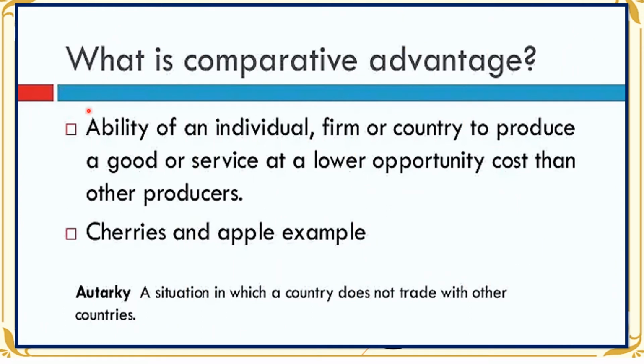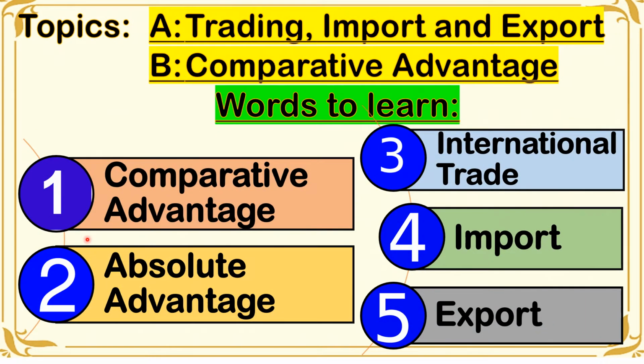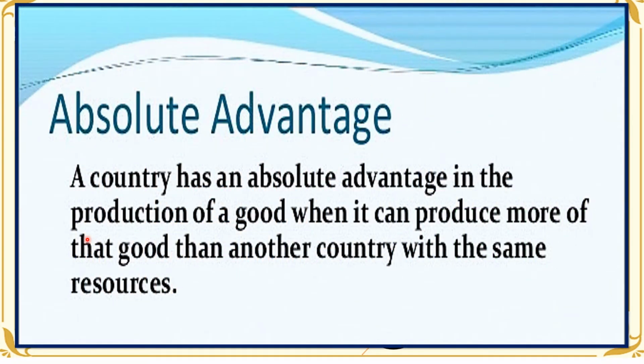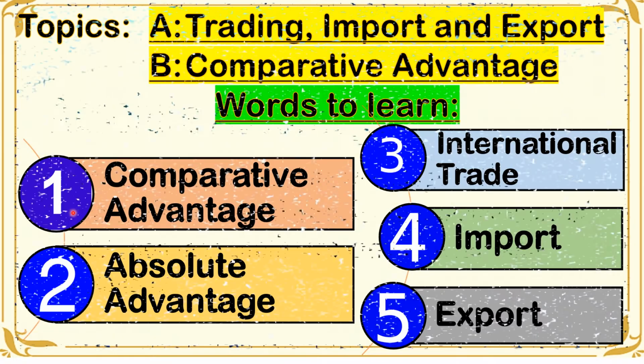Comparative advantage. It is the ability of an individual, firm, or country to produce a good or service at a lower opportunity cost than other producers. Cherries and apple, example. Next, we have absolute advantage. A country has an absolute advantage in the production of a good when it can produce more of that good than another country with the same resources.